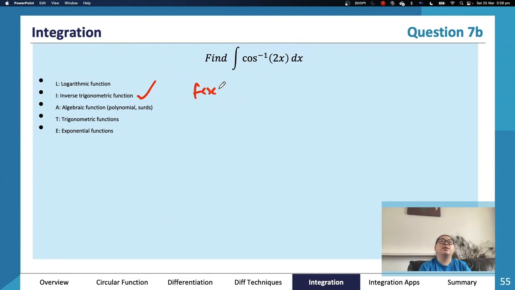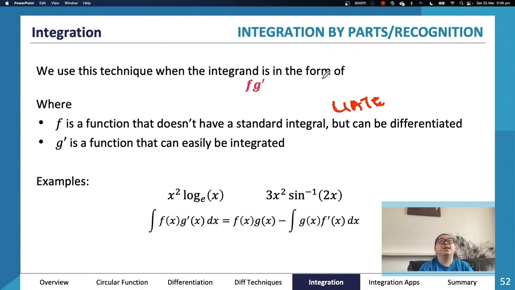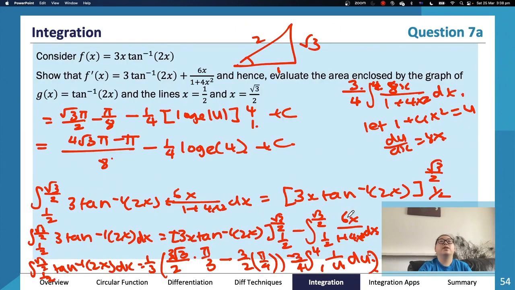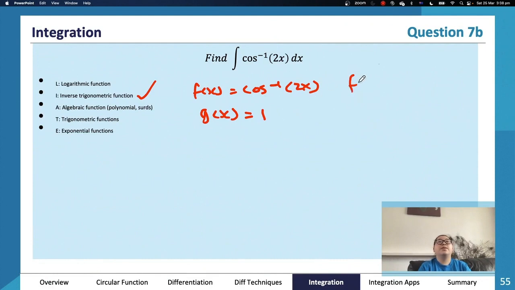So f of x, we're going to say that's equal to cos inverse 2x, and then g of x is just equivalent to 1. So remember from the components that we needed before, we needed f of x, g dash of x, and we needed the integration of this. So that means we need to find the derivatives of each first. So if we find f dash of x, that's just going to be equivalent to 2 over root 1 minus 4x squared.